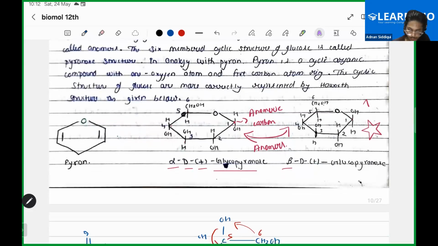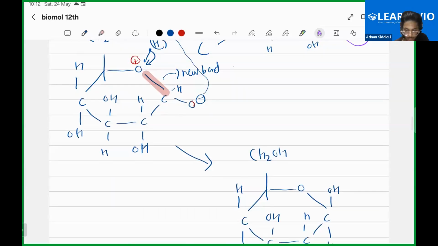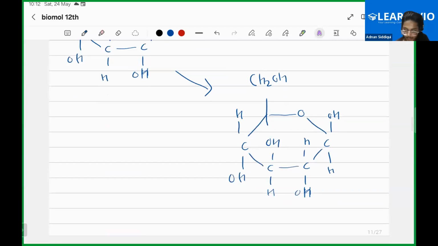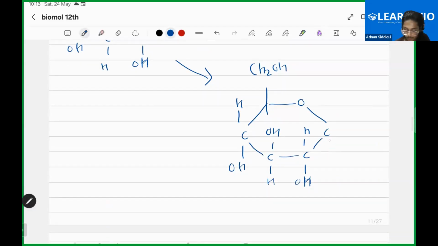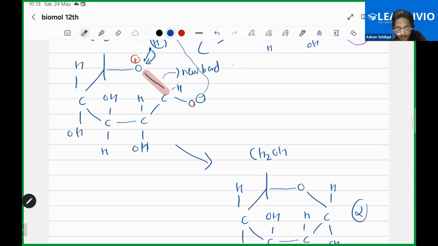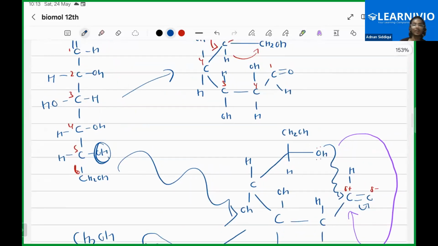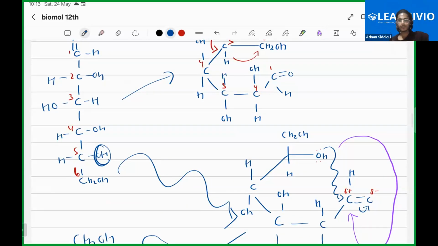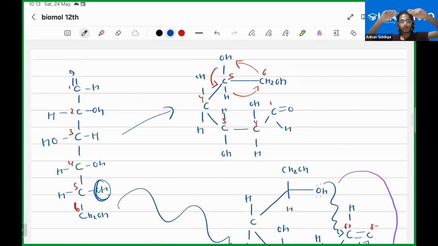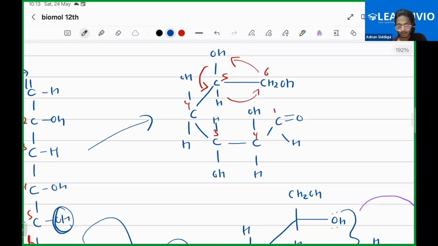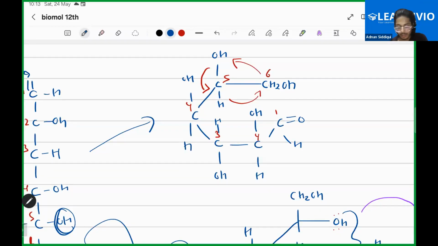So here what we did, suppose let us do the attack from the back side. If the attack is from the back side, this OH group will be formed at the lower end, and this one is alpha form. If the OH group is at the top side, then it will be beta form, right? Yes, sir. So what was the first step? First we rotate it 180 degrees, right? Then we bend it a little bit. Then we did the rotation. This carbon, this hydrogen, and this OH group will be rotated.